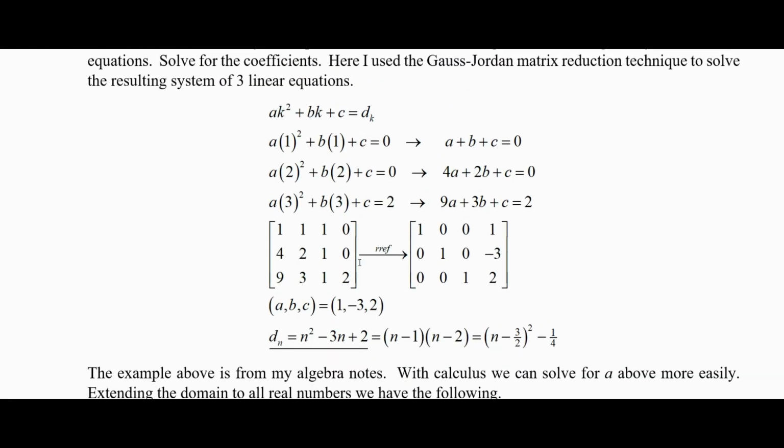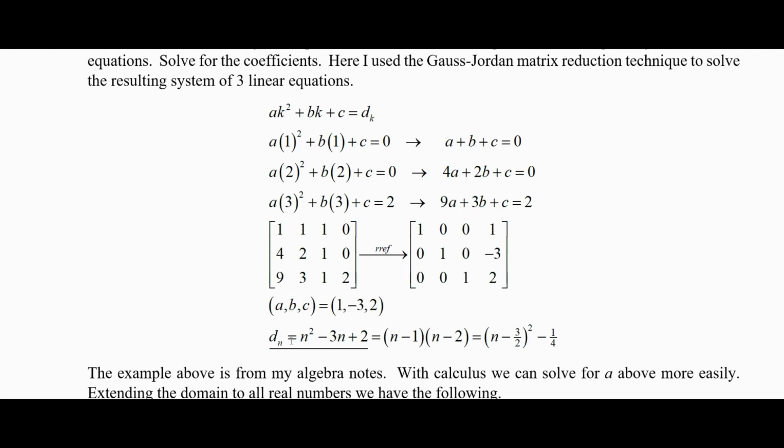Now we do the technique called Gauss-Jordan matrix reduction on this, which can be accomplished with a graphing calculator. That produces a matrix on the right that's in reduced row echelon form with the same solutions. And this one says 1a equals 1, 1b equals -3, and 1c equals 2. So this is a, b, and c.